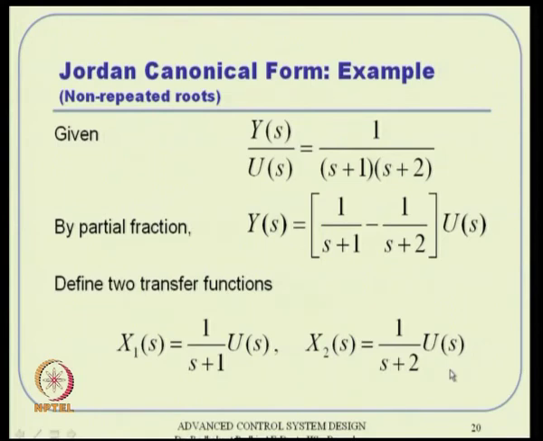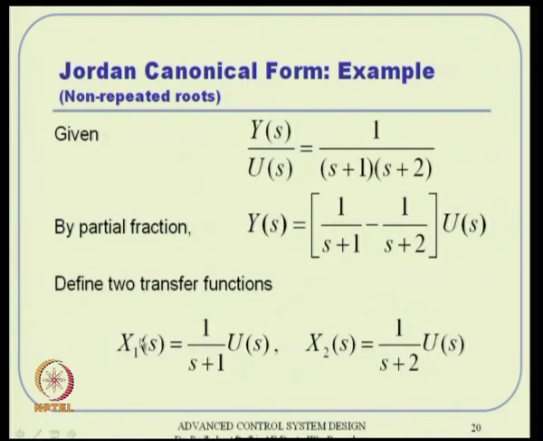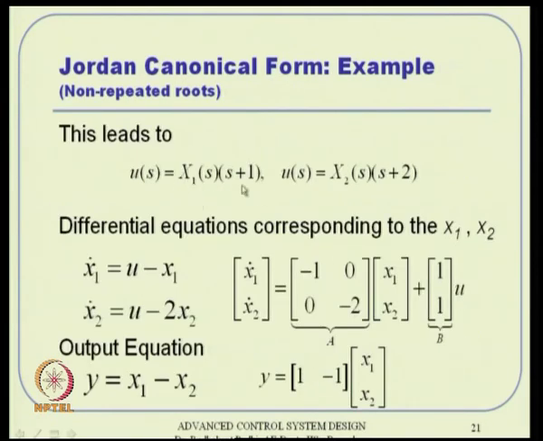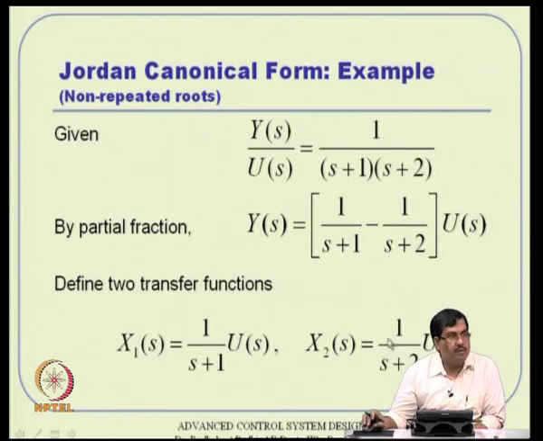Then I will carry forward and see what this leads to. I multiply both sides, s into x1(s) plus x1(s), like that. So, I multiply that on both sides. U(s) is nothing but x1(s) into (s plus 1), and U(s) is nothing but x2(s) into (s plus 2). That is simply coming from these expressions, actually.